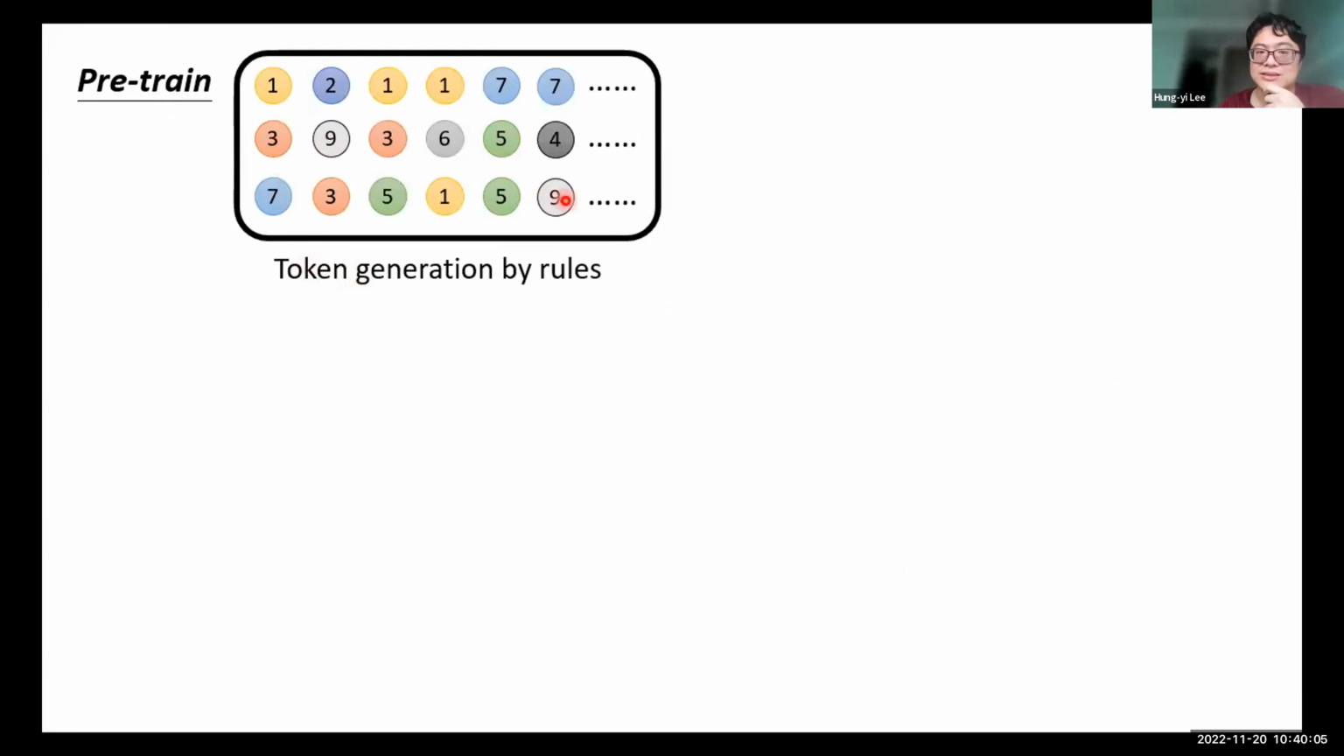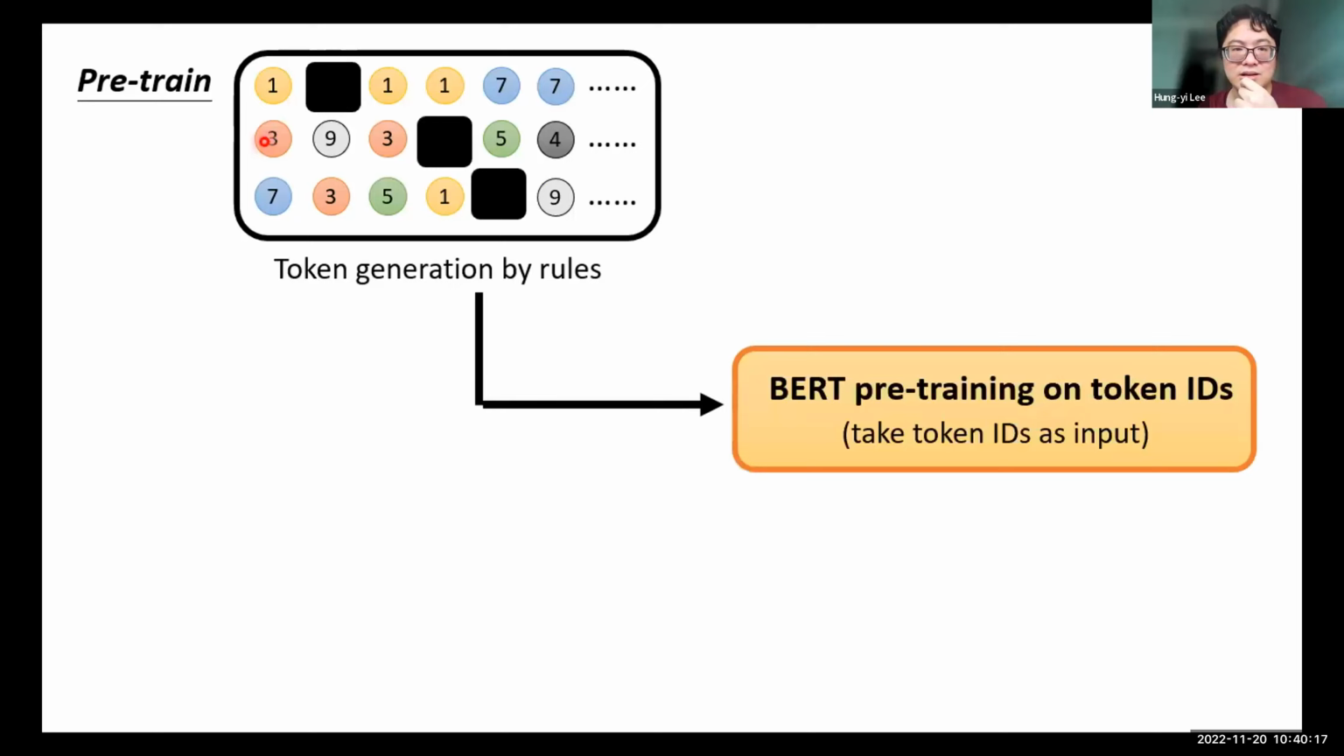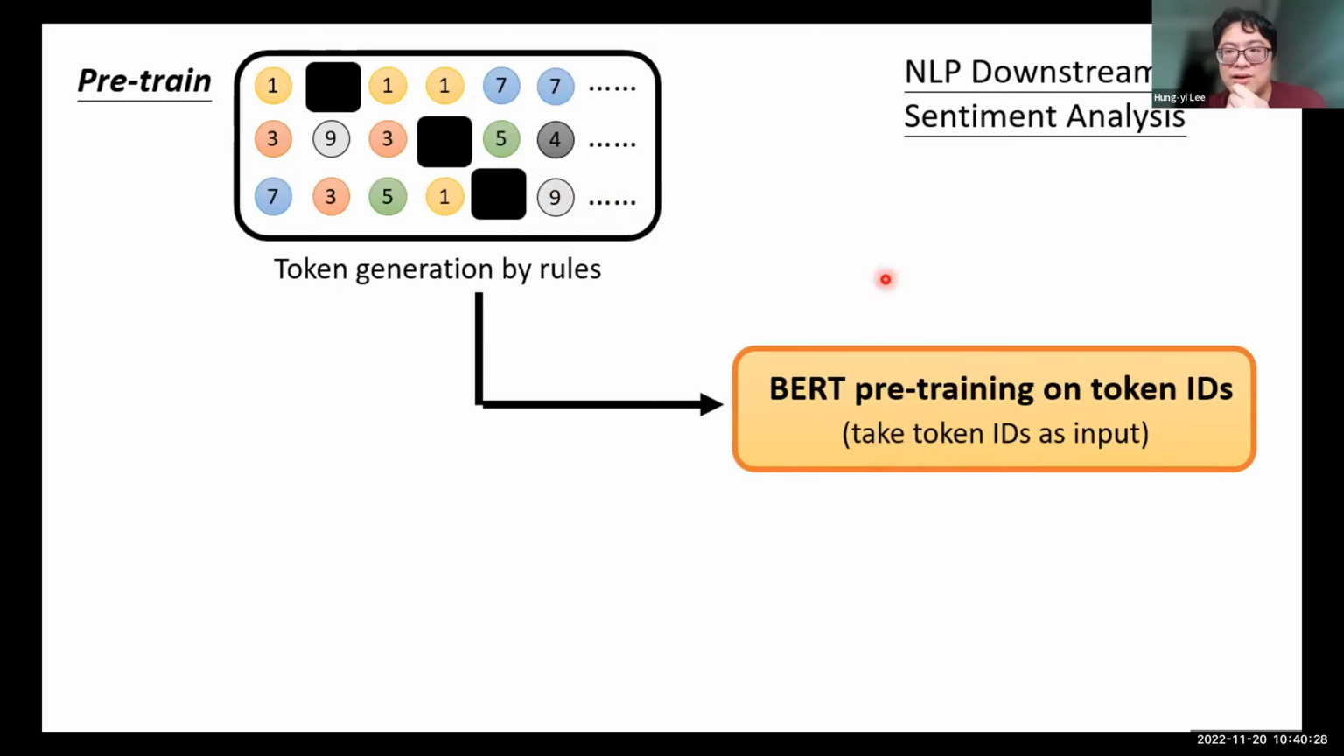So this is the pipeline. We have some token sequences generated by some rules. This is an artificial sequence, not real human language. And we do masked LM, masking some tokens. The model learns to recover the masked tokens. Then we are going to use those models on NLP downstream tasks like sentiment analysis. So the model has to take a sentence, an English sentence, as input, and output the sentiment classification result of the sentence.